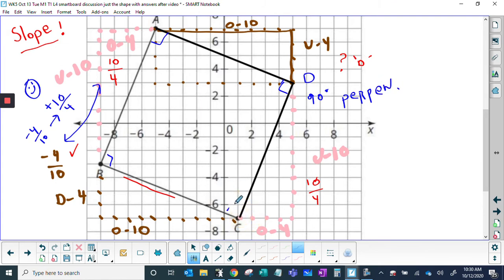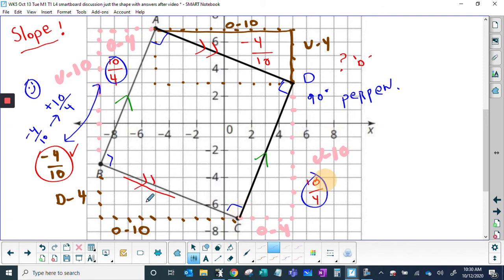10 over 4, 10 over 4. Mark it. Parallel with arrows. Okay? Down here, negative 4 over 10, negative 4 over 10. That means they have the same slope. Mark it. Parallel. Parallel.